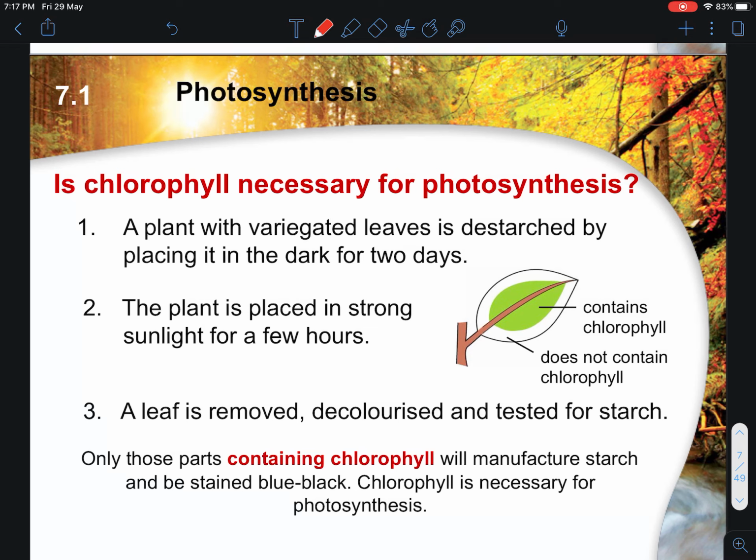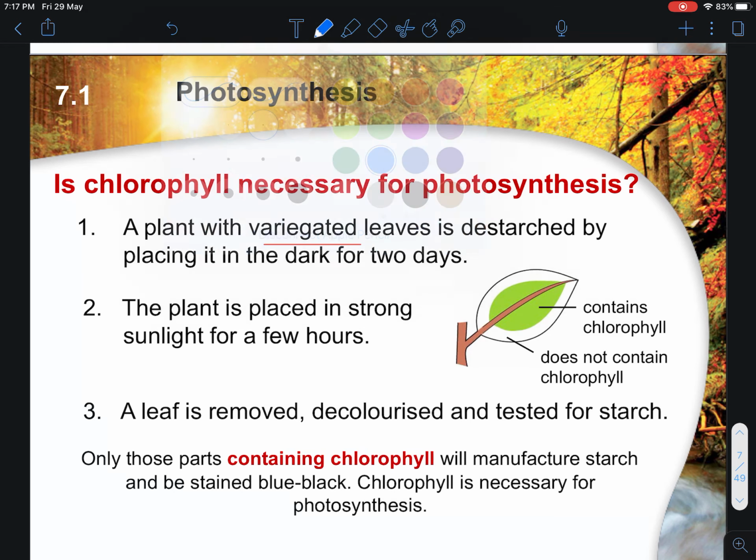The second one is we are trying to see if chlorophyll is necessary for photosynthesis. So we try to narrow down chlorophyll in the form of green pigment. But do take note, chlorophyll comes in many different colors. But in most of your plants it is generally green in color. So what we use is what we call a variegated leaf. So what is a variegated leaf?